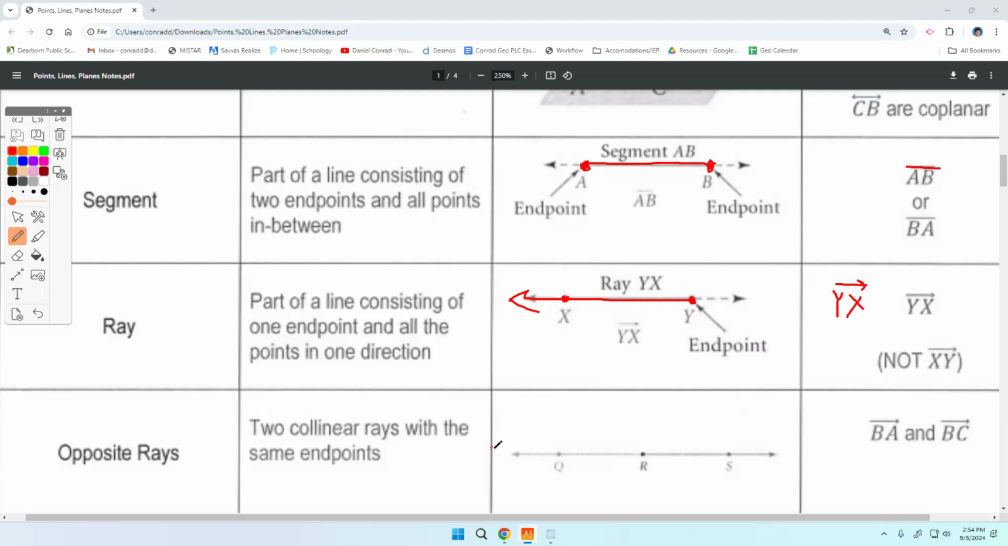Okay, opposite rays are rays that share an endpoint, and they go in opposite directions. For this one down here, we want to look for a line with 3 points, like this one. We want to use the middle point as our endpoint. So we would do RS. Ray RS is opposite ray RQ. Right? RS and RQ are two rays that share the same endpoint, in this case R, and they go in opposite directions. They form a full line.